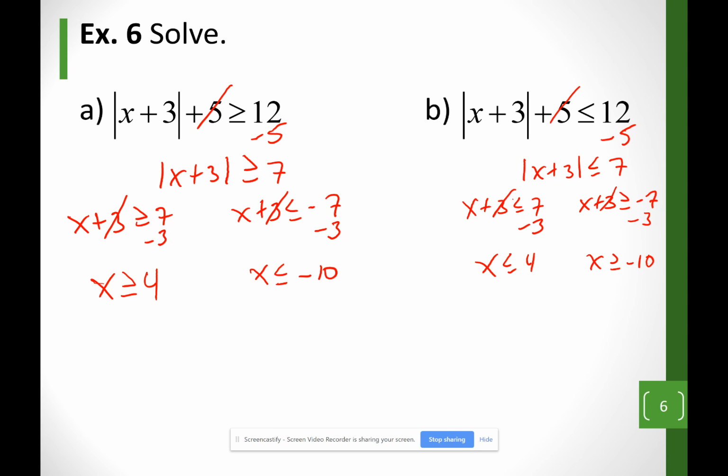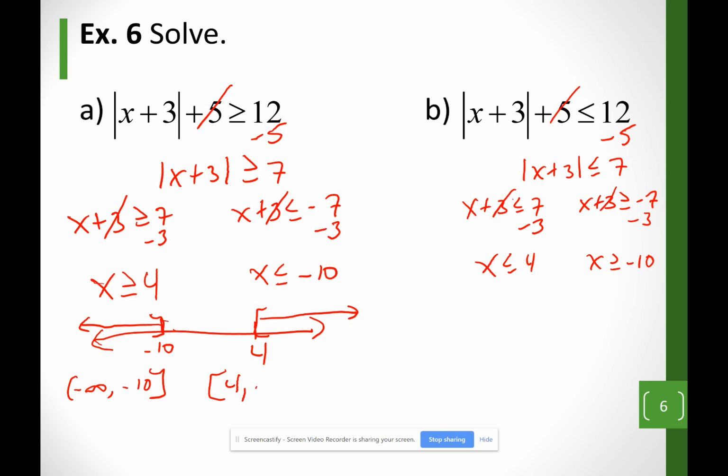If I had to graph these, my first one, my numbers are 4 and negative 10. I have a bracket at 4 and I go towards the right. I have a bracket at negative 10 and I go towards the left. If I had to do interval notation, I ask myself, how far left do I go? And I get to negative 10. On the other one, how far left do I go? And then how far right do I go? And I want the union of both.